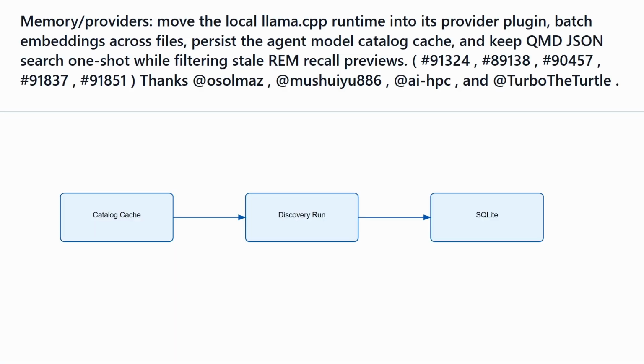Agent model catalog discovery now persists cached results to SQLite. The system reads cached catalog rows before expensive provider discovery runs. It writes refresh rows after runtime discovery completes. The cache key includes the agent directory and source fingerprint. A 30-minute TTL governs stale row visibility.